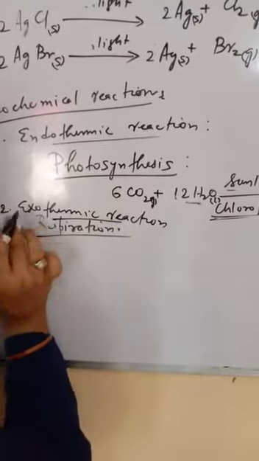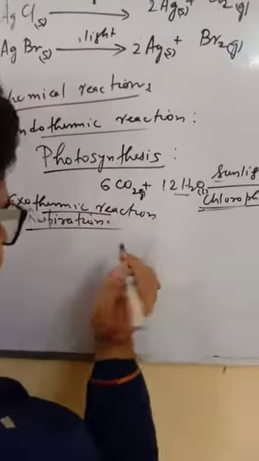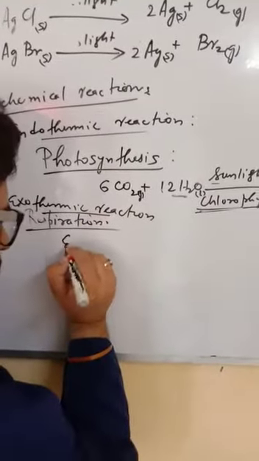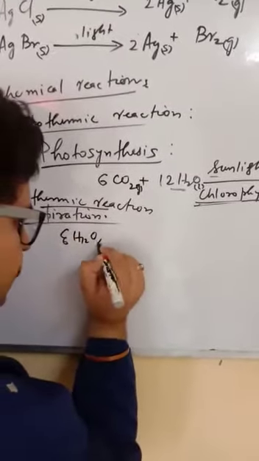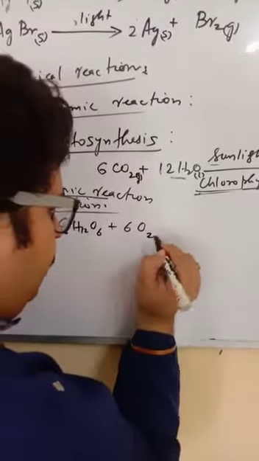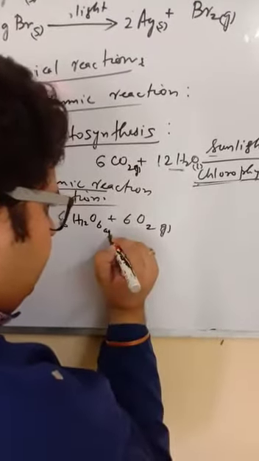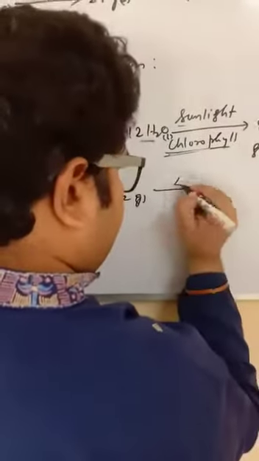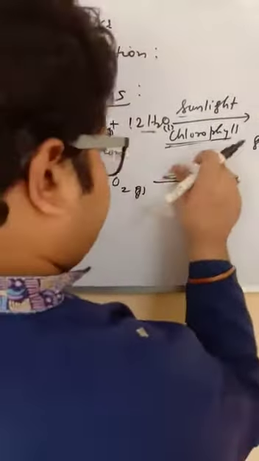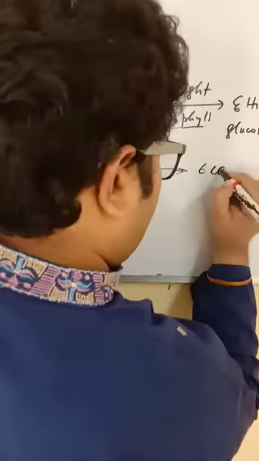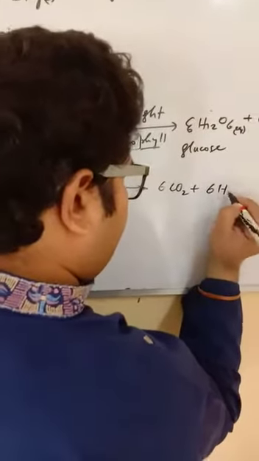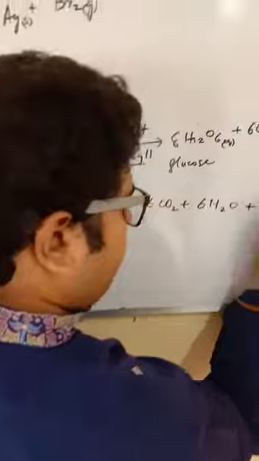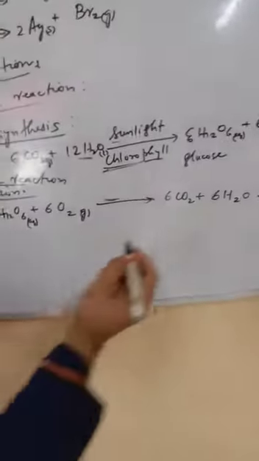Right. In an exothermic reaction, what happens? You take glucose C6H12O6. You take 6 molecules of O2. This is gas. This is aqueous. This decomposes, and you get 6 molecules of CO2 and you get 6 molecules of H2O, plus you get some amount of heat. Triangle means heat. See, heat has been released. So it is exothermic in nature.